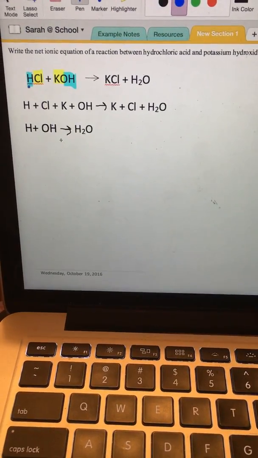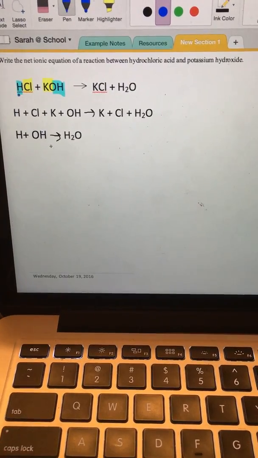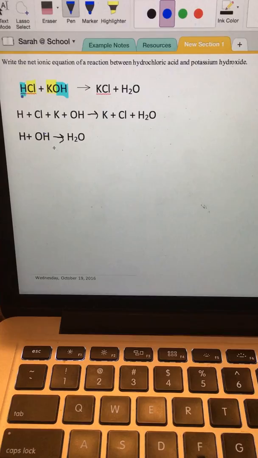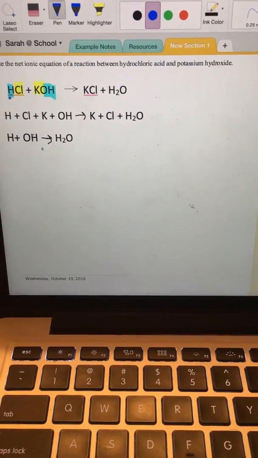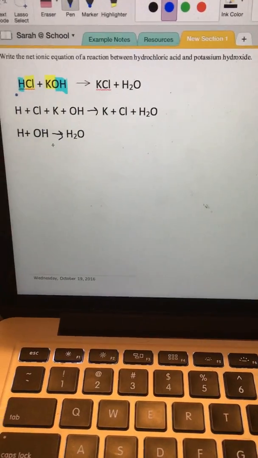In this equation, we're going to be writing out the net ionic equation of a reaction between hydrochloric acid and potassium hydroxide. The first step in doing this is writing out and balancing the equation between hydrochloric acid and potassium hydroxide.